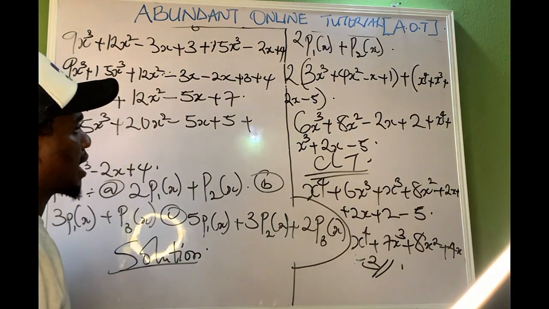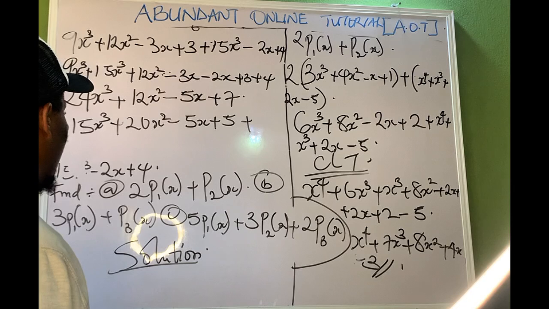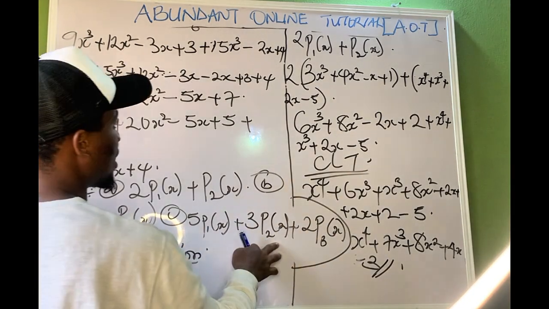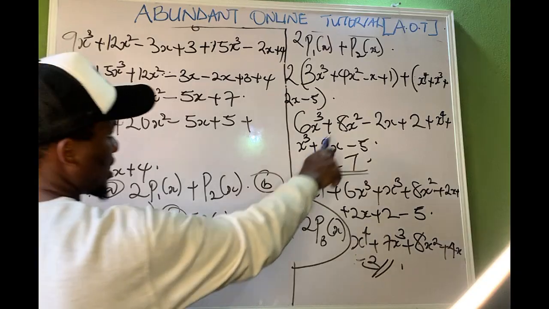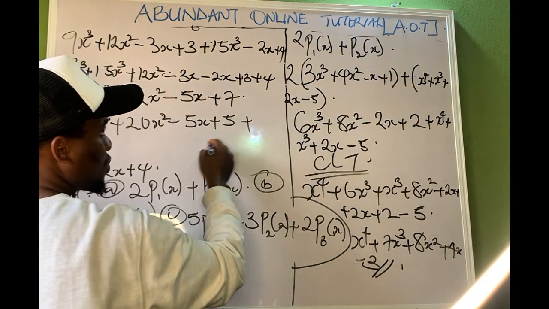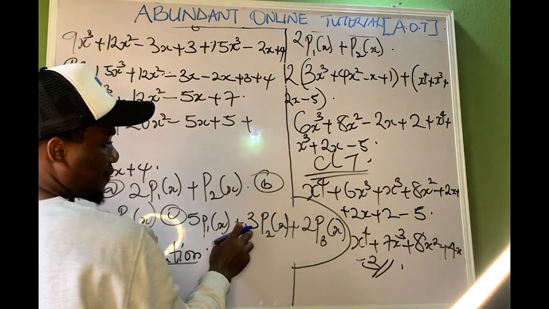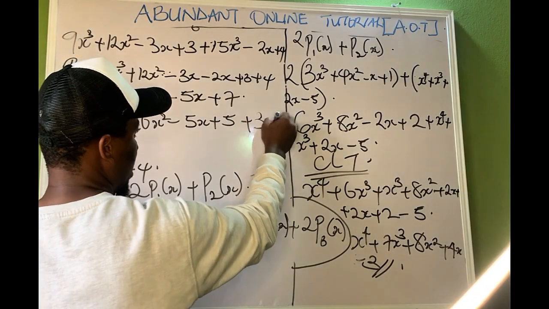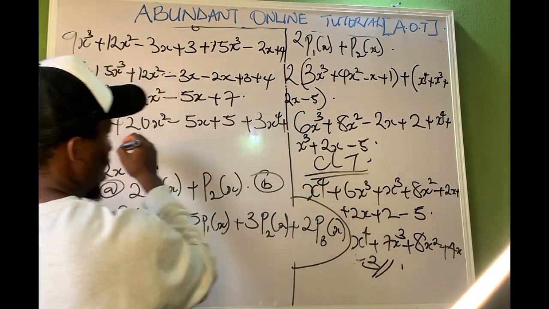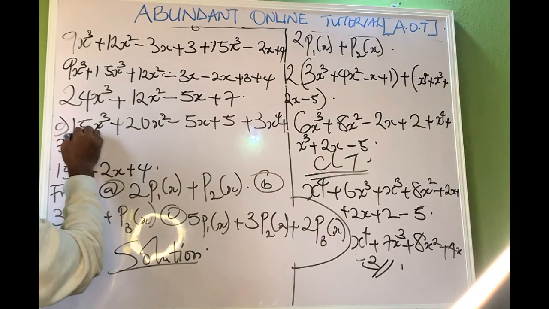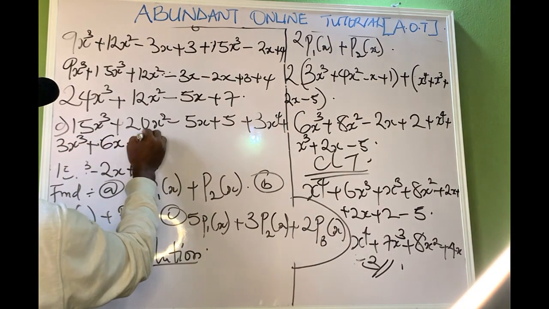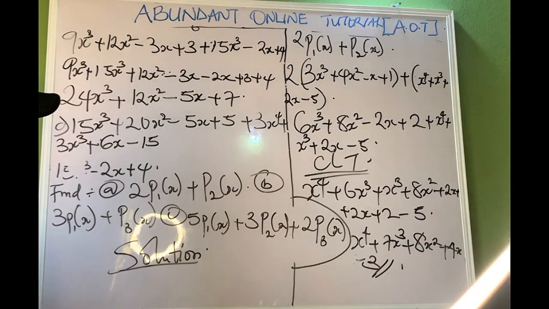Then plus my 3p2, my p2 now. This is my p2. Remember we have 3 here, so I'm going to use this 3 to multiply my p2. That will now be 3x to the power 4 plus 3x to the power 3, then plus 6x minus 15.